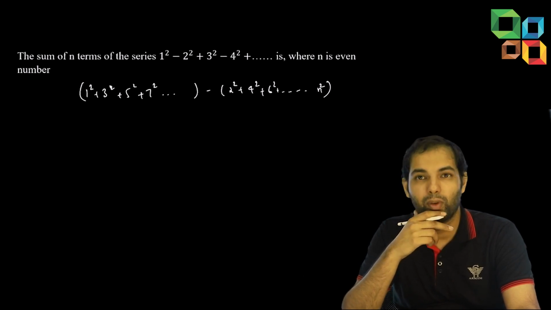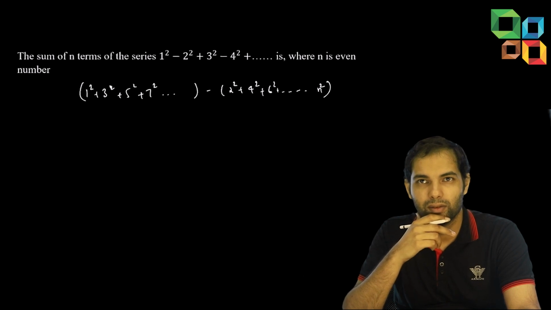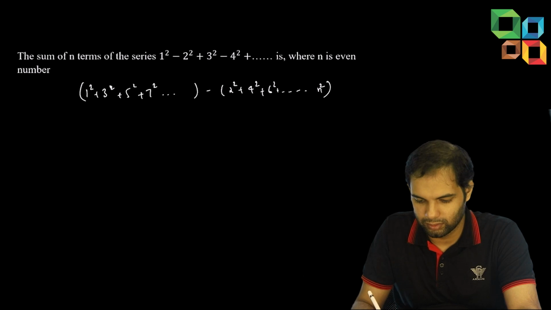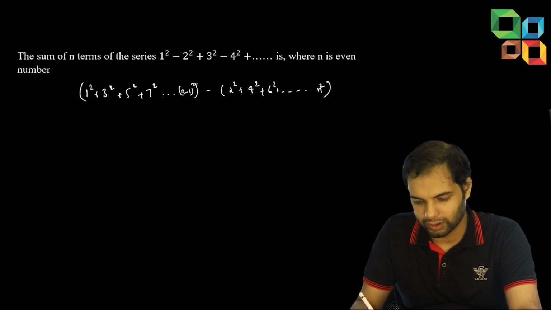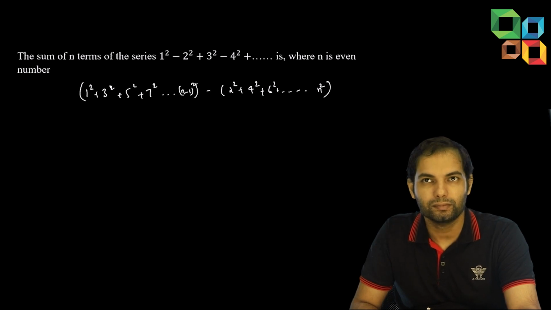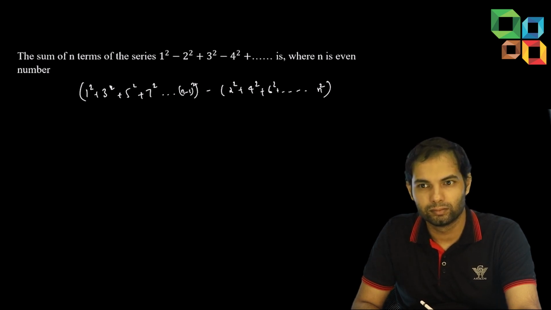1 square plus 3 square plus 5 square, what is it? Summation of r till n minus 1. I can write it as n minus 1 if you like. Okay, n minus 1 whole square. So what is it? Summation of r till n minus 1 of 2n plus 1 whole square, r is equal to 0.